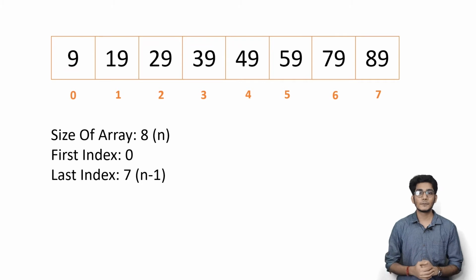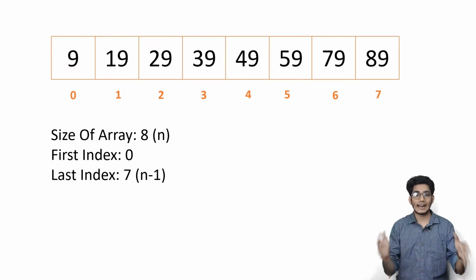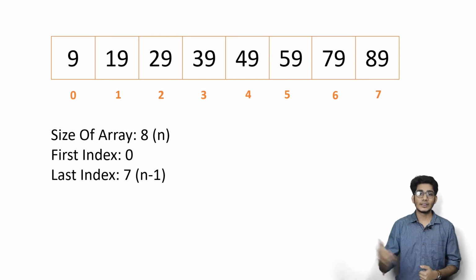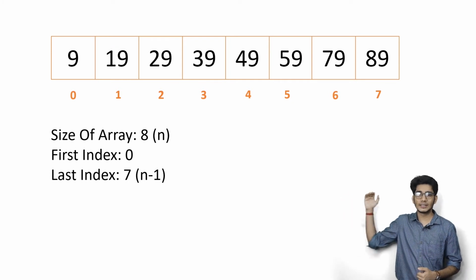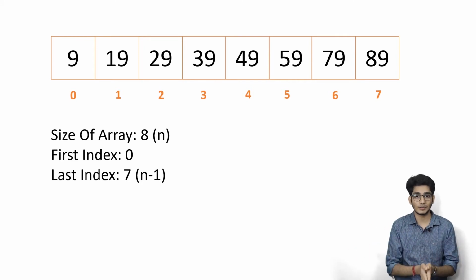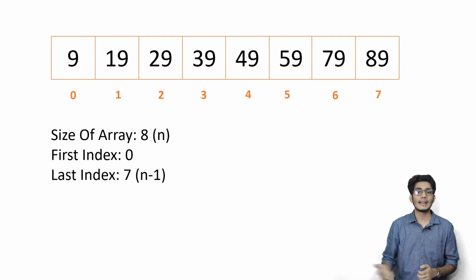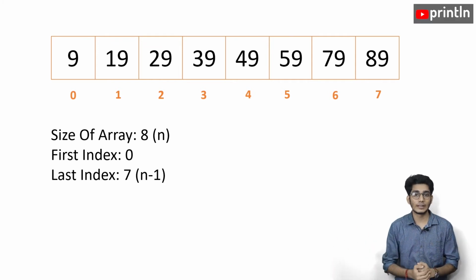So what is the benefit of using an array? You can declare as many blocks as you want. Suppose you want to declare 100 blocks, then you just give the instruction that you need 100 blocks. The JVM will allocate 100 blocks for you. You can declare 1000 blocks, 10,000 blocks, 1 lakh blocks, whatever you want. Your compiler or your JVM will give you that memory.